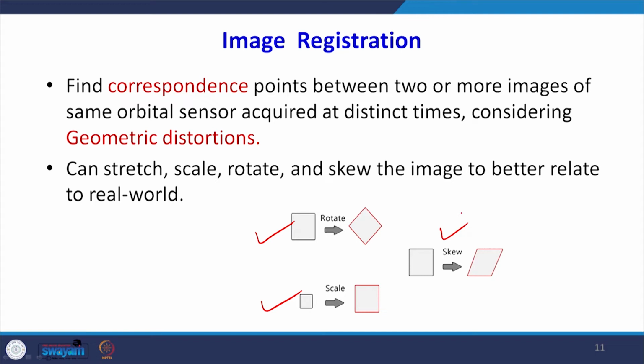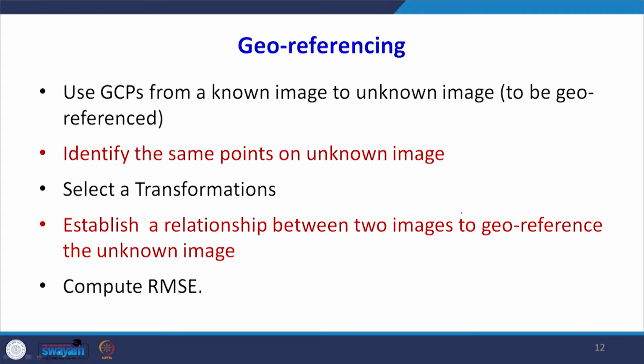So if we use the mathematical equation, then we can apply these corrections, and let us understand how we do that. So in the process of georeferencing, we have to use some ground control points. Ground control points should be from the known reference, from the known image, and we have the unknown image or image which is to be georeferenced. So we have the image coordinates from the image which is to be georeferenced, and we have the actual ground coordinates from the known image.